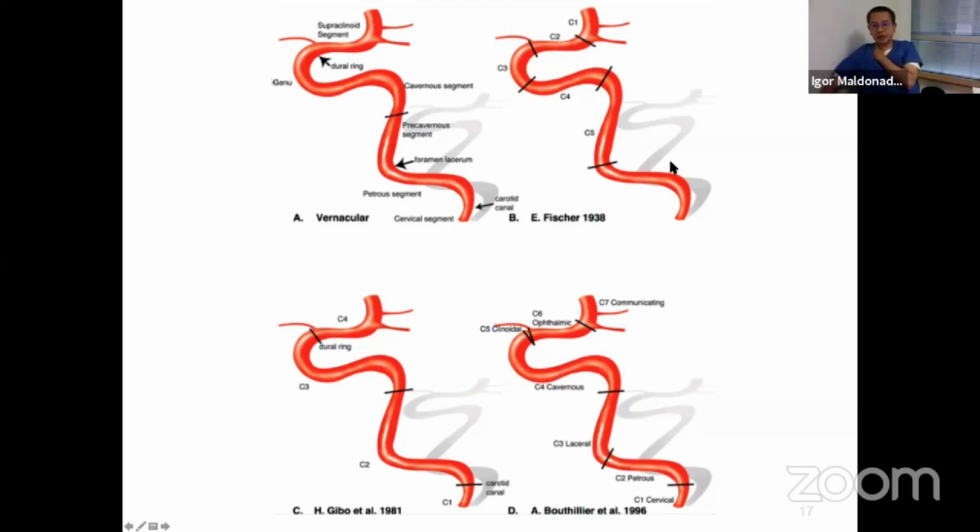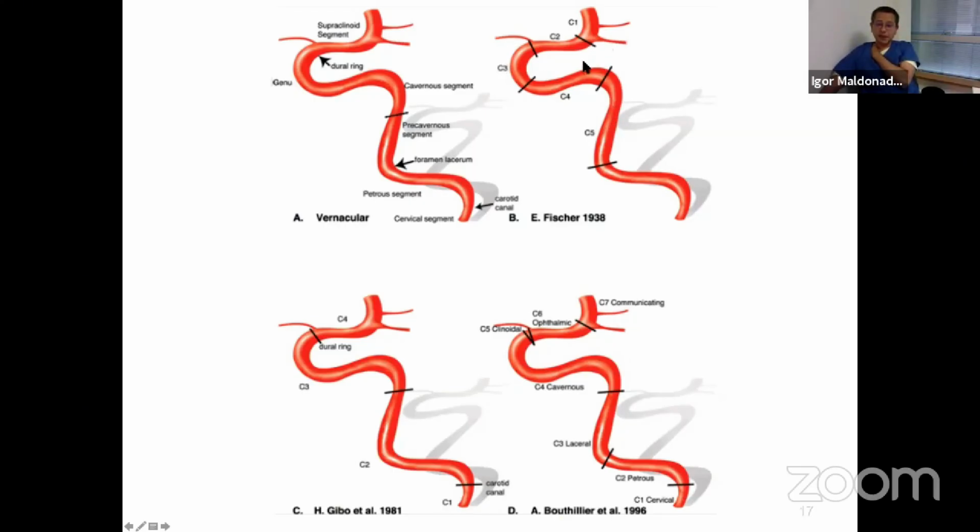This Fisher classification is very well accepted in the radiological domain. So you see the segments are numbered against the direction of the flow, from distal to proximal. And so we recognize here the anterior choroidal artery and the posterior communicating artery. Everything superior to the proximal wall of the posterior communicating artery is called C1. C2 corresponds to the ophthalmic segment, and then you have C3, C4 for the vertical and horizontal portions of the infracavernous carotid, and in C5 you have the precavernous segment.